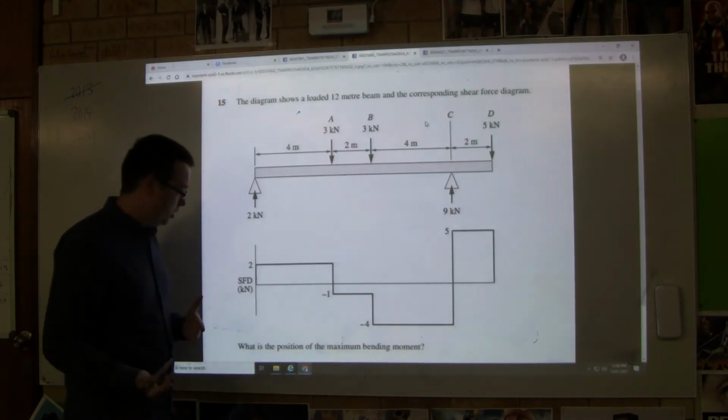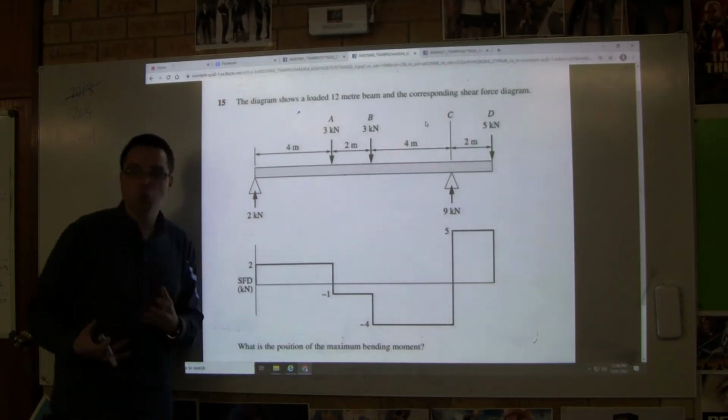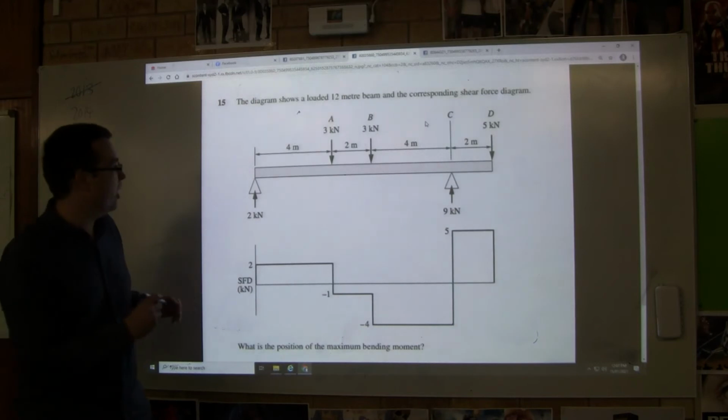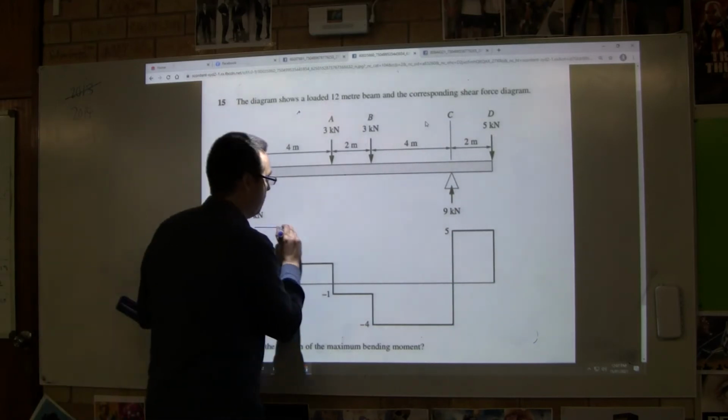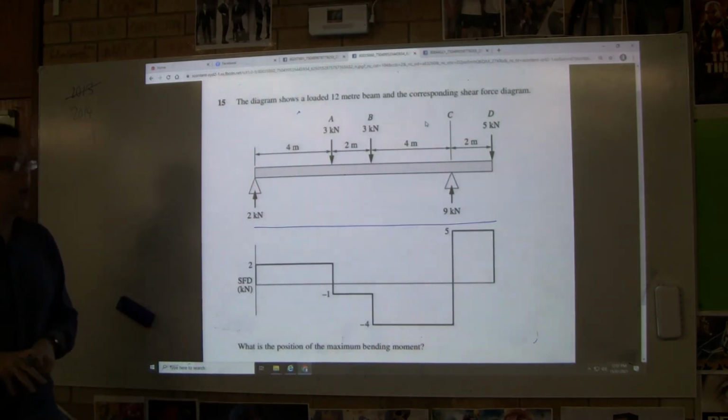Now, I don't have any space to draw the bending moment diagram, but I'm going to draw for you now what the diagram would look like. And I'm just going to draw that in the middle here. There we go, that's where I'm going to draw my bending moment diagram. So I could work this out. And you know what, the first one I'm going to work out.